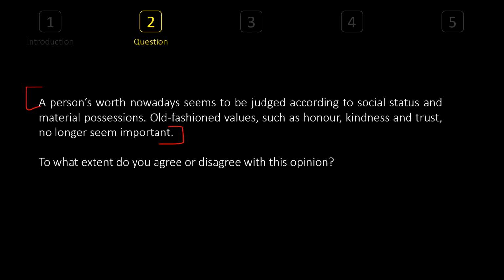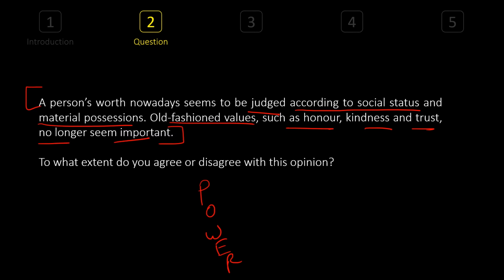Based on your understanding of the question, use the POWER method, in which you divide the major ideas, minor ideas, and important words without which it doesn't make any sense. For example, a person is judged according to social status and material positions, and honor, kindness, and trust are no longer important. So these are some important words for which you have to look for vocabulary. This is how you understand the question and proceed using the POWER method, which was described in the previous video.